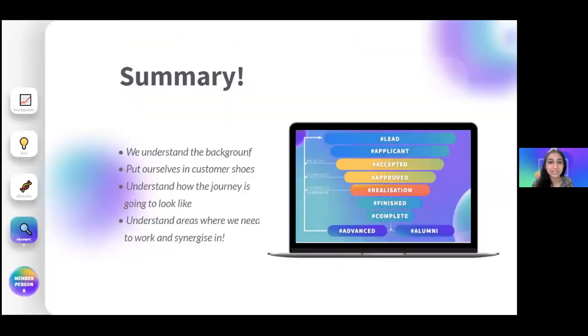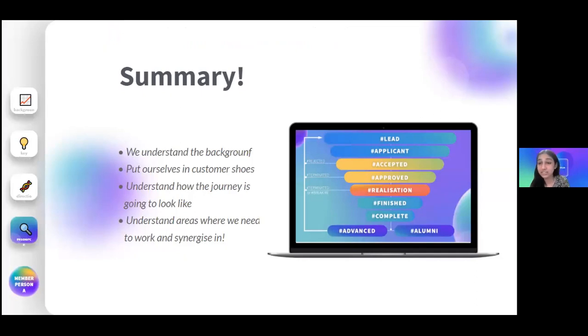Finally, let's summarize. We understand the background. That's a spelling mistake, but background. We understand the background of how persona was created, how it's going to help, and why it's necessary. Then we put ourselves in customer shoes today. We thought from a member's perspective about what will be good for them and what will be not, so that we can figure out necessary steps to reduce the pain and increase the gains.